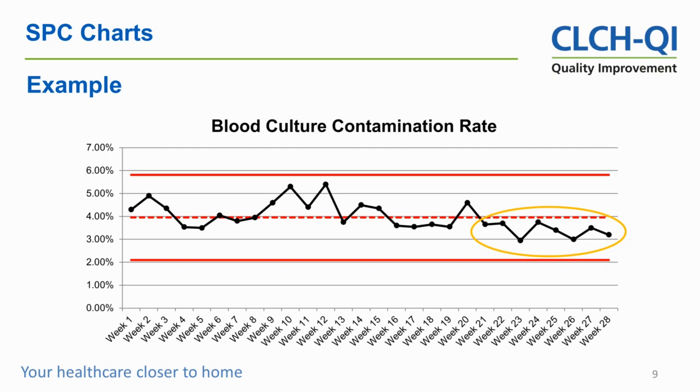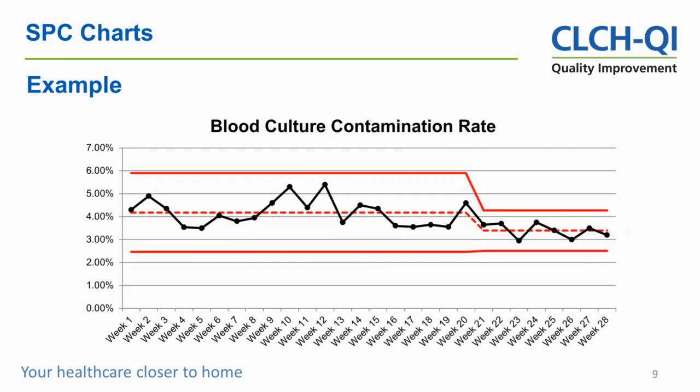So what does the shift mean? In this case, it shows us that there has been a statistically significant reduction in the contamination rate. And once we have a statistically significant reduction, we would now rebase the mean. And LifeQI will do this for you. You can now see that the blood contamination rates have statistically reduced, and the team will now work on continuing with this improvement.